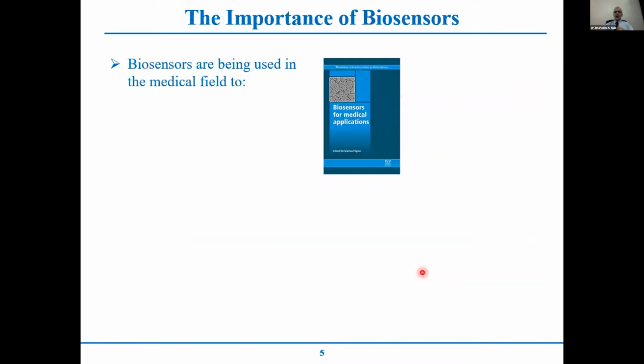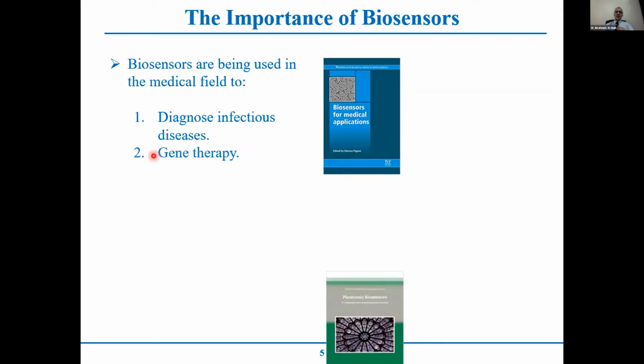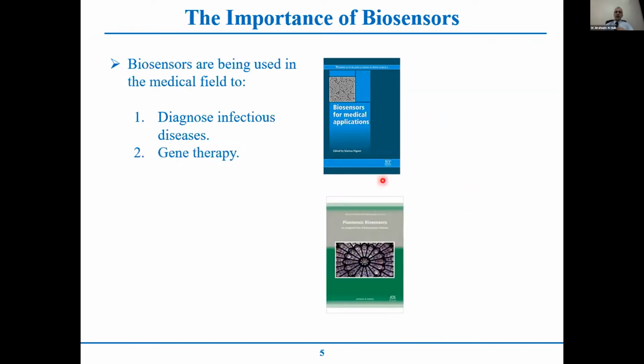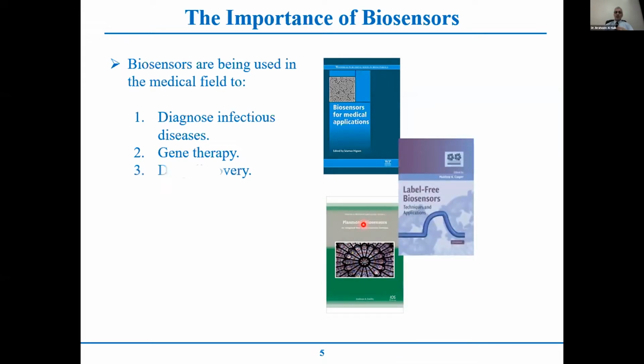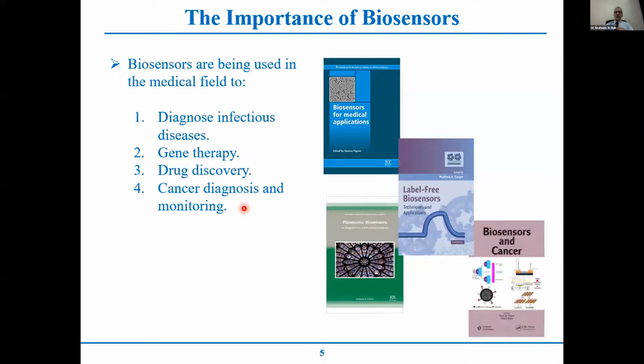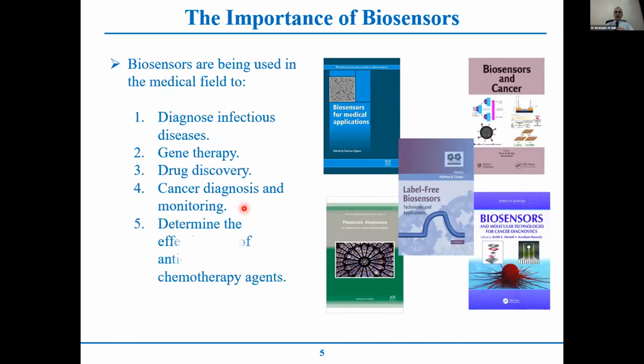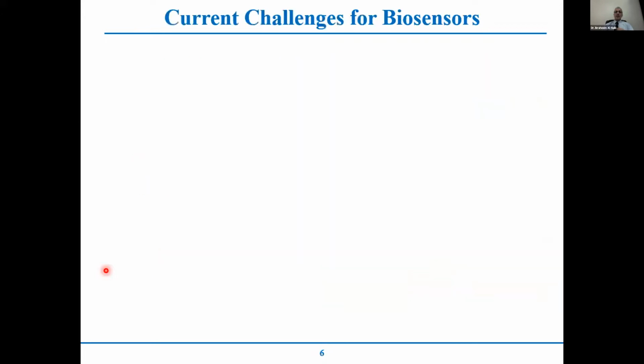So I think it's important to mention that they are being used in the medical field to diagnose infectious diseases, gene therapy, and you can find books actually showing different techniques and methods for biosensing, which is very nice. Drug discovery, cancer diagnosis and monitoring. So it looks pretty interesting, even with determining the effectiveness of anti-cancer chemotherapy agents. Good, so it looks like a pretty nice topic.